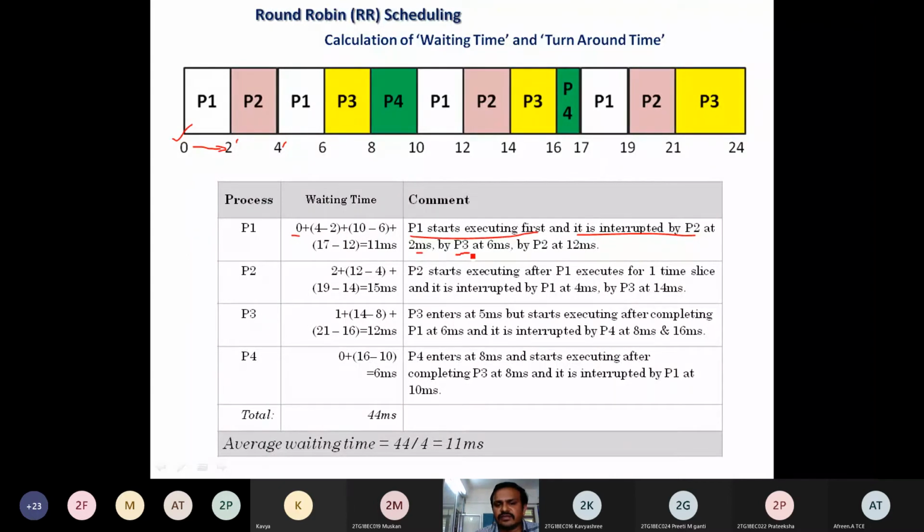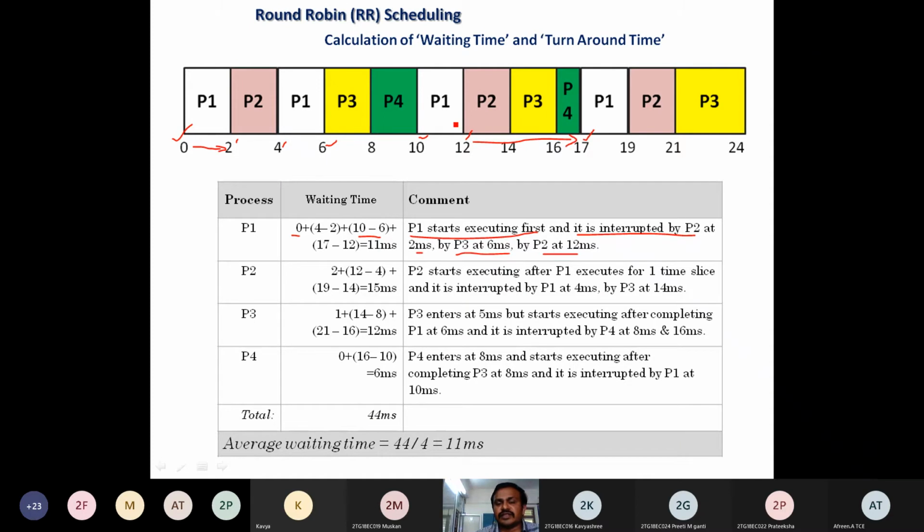Then once again, it is interrupted by P3 at 6 milliseconds. It started again at the 10th millisecond, minus when it was preempted, at the 6th millisecond. So it is 10 minus 6. Then the last turn, once again it is preempted by P2 at the 12th millisecond. It begins at the 17th millisecond, but its previous completion time was the 12th millisecond. So it is 17 minus 12.